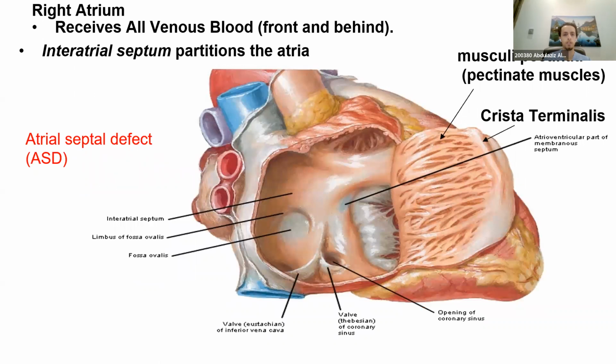Now, internal features of the four different chambers. So we're going to start off with the right atrium. The right atrium receives blood from 3 vessels.